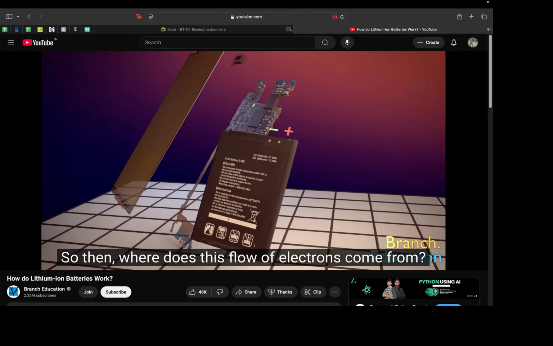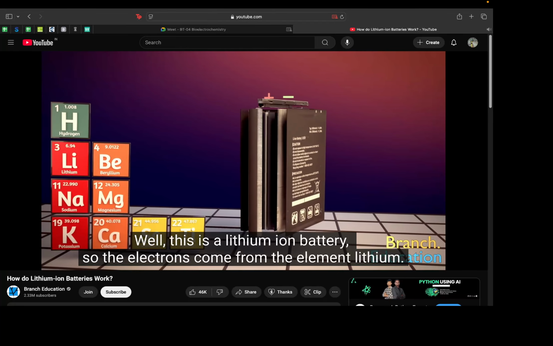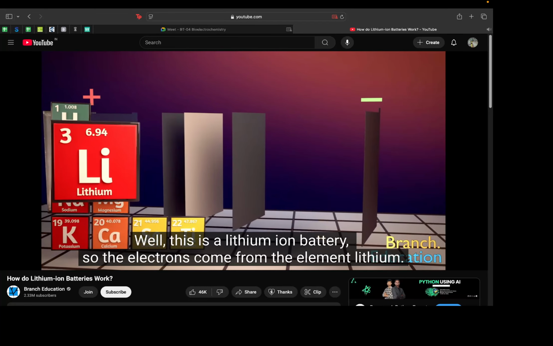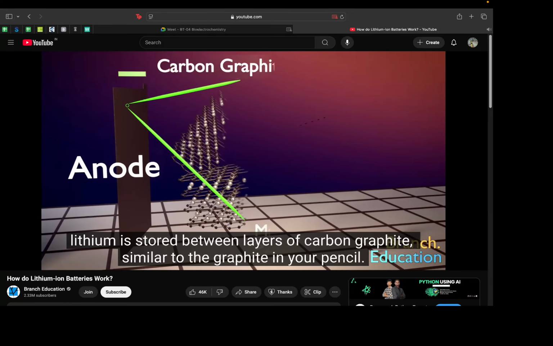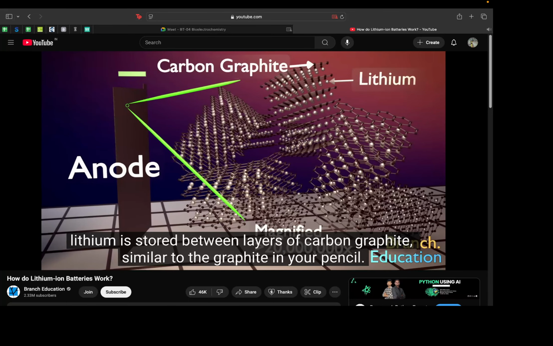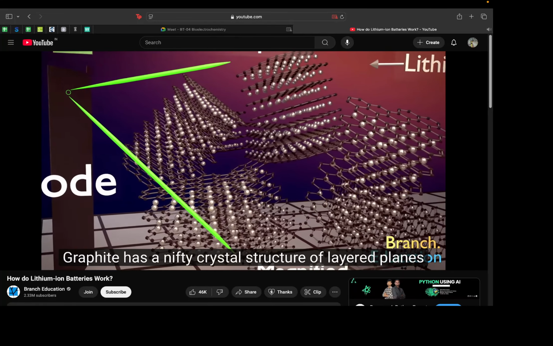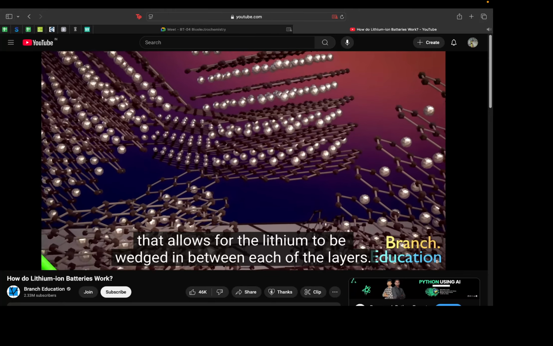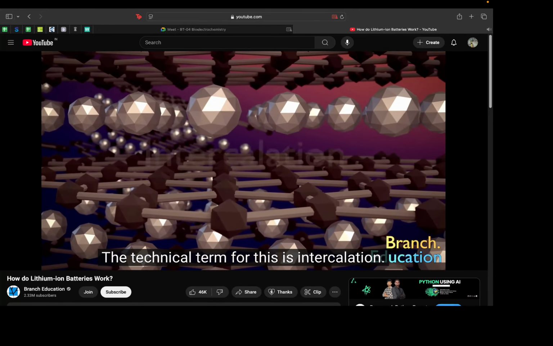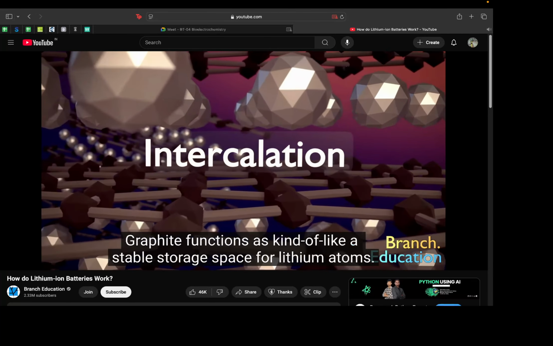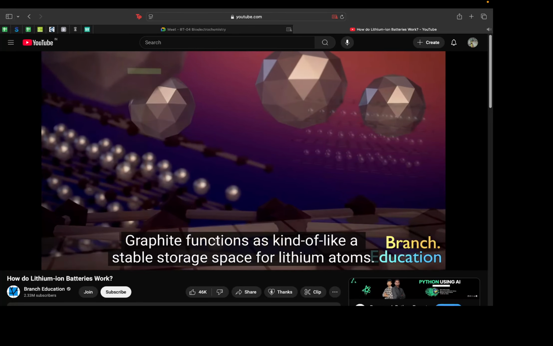So then, where does this flow of electrons come from? Well, this is a lithium-ion battery, so the electrons come from the element lithium. At the negative terminal, which is technically called the anode, lithium is stored between layers of carbon graphite, similar to the graphite in your pencil. Graphite has a nifty crystal structure of layered planes that allows the lithium to be wedged in between each of the layers. The technical term for this is intercalation. Graphite functions as a kind of stable storage space for lithium atoms.